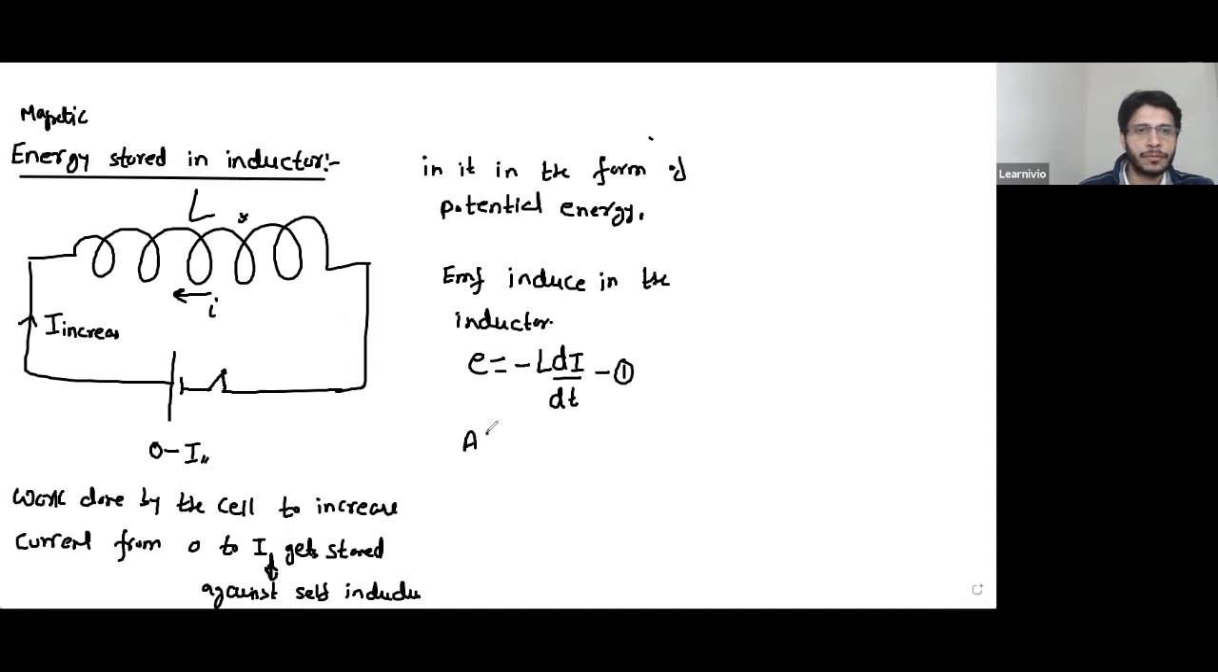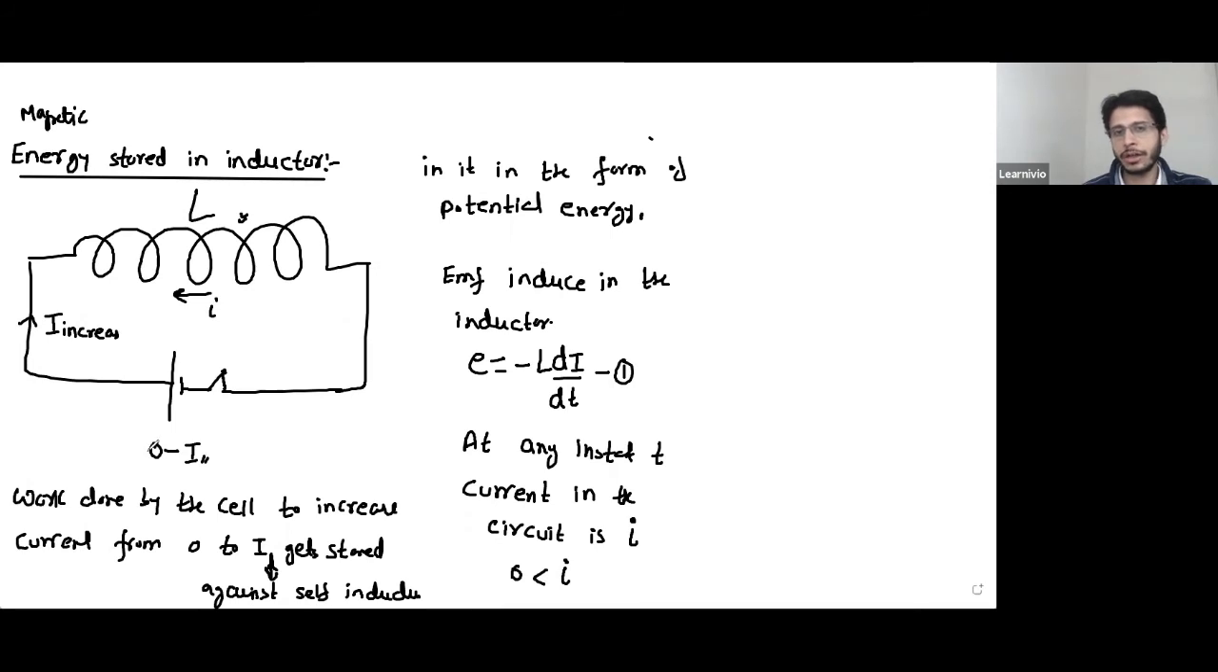Now, at any instant t, the current in the circuit is I. The current flowing in the circuit is I. So this current I is greater than the initial current, zero, but it is less than the final current, the maximum current in the circuit. So this I is in between zero and the maximum value. There is one current I.